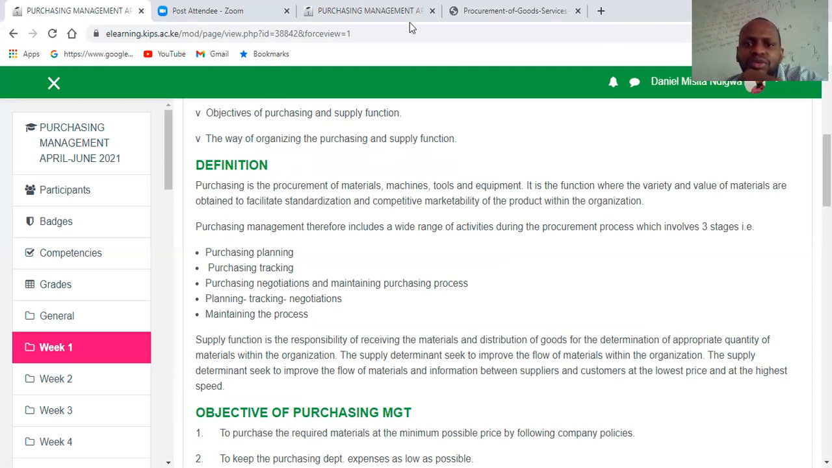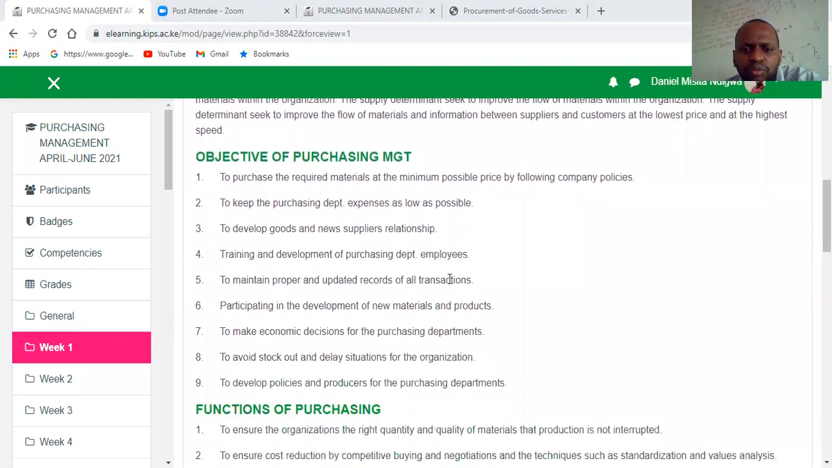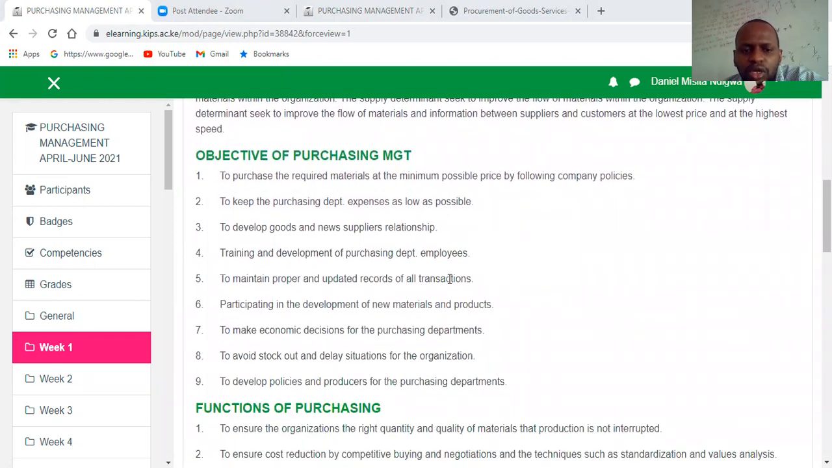Then we also have what is called the objectives of purchasing management. One of the objectives of purchasing management is to ensure that you purchase the required materials at the minimum possible cost, price, by following the company's policy. So you'll be able to follow the company policy when you're buying goods or services.